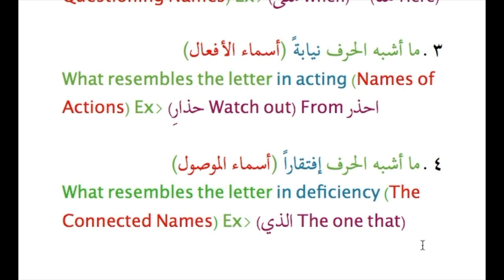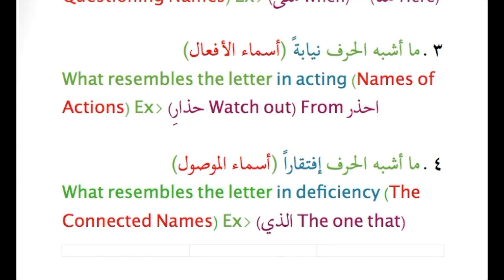Fourth and last one is ما أشبه الحرف افتقارا, what resembles the letter in deficiency. And those ones are called أسماء الموصول, the connected names. Remember, we have the example here is الذي, and by itself it doesn't mean anything, right? It means the one that, so you cannot just say it by itself. This is the deficiency. You have to connect it with something. So it's like the one that I know, right? الذي أعرفه. So it needs something.